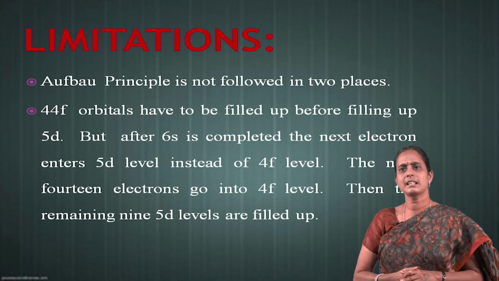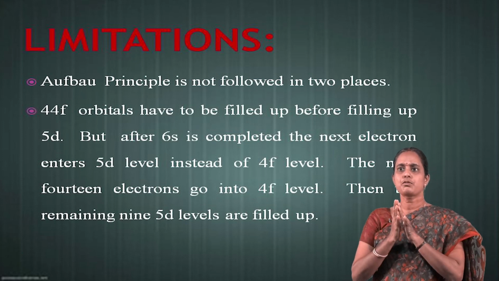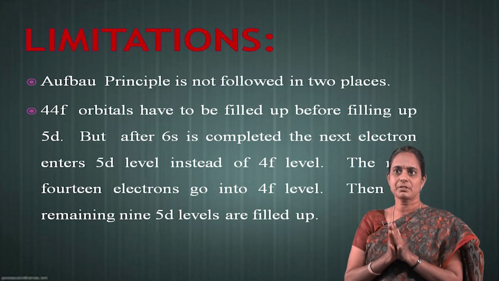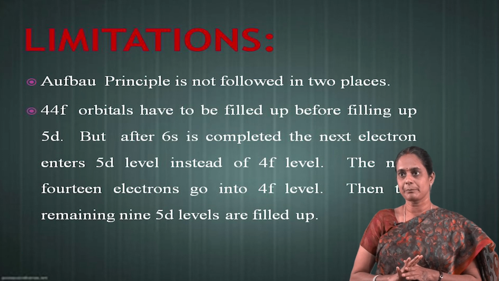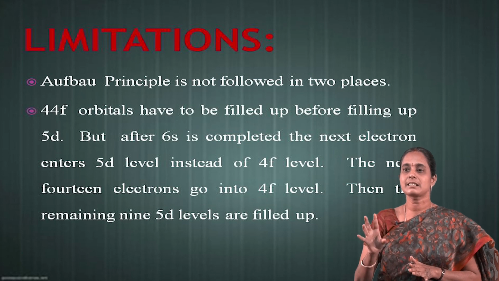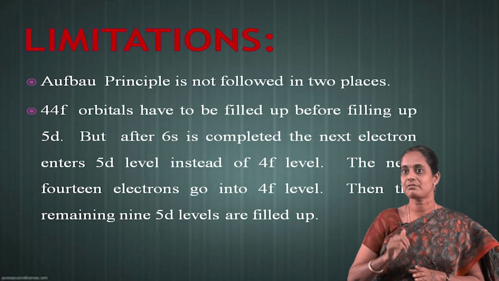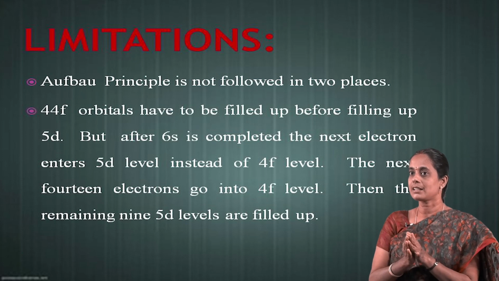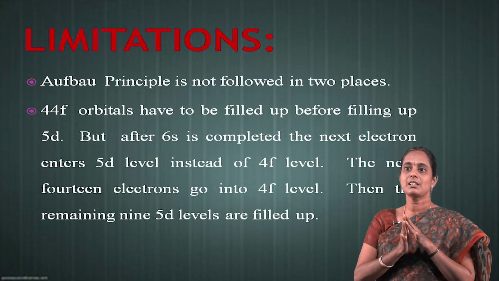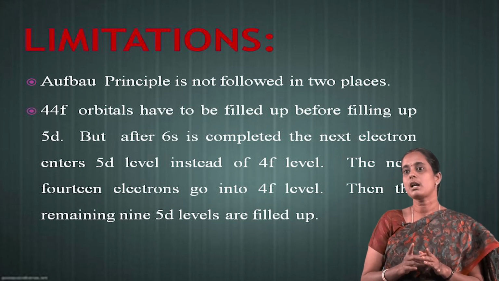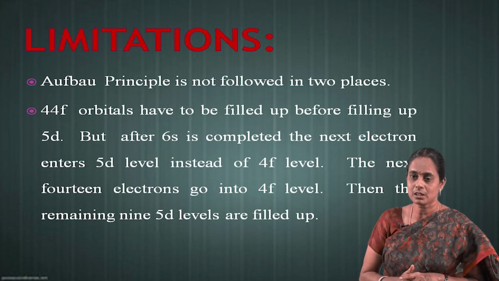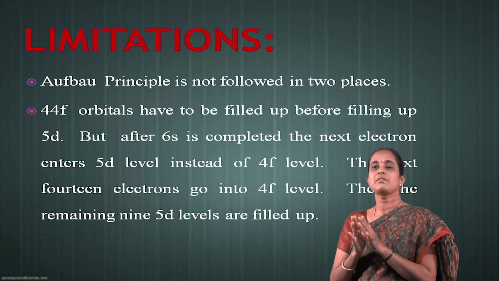The limitation of this Aufbau principle is that it is not followed in two places. That is, 4f orbitals have to be filled up before filling up 5d. But after 6s is completed, the next electron enters the 5d level instead of the 4f level. The next 14 electrons go into the 4f level. Then the remaining 9 5d levels are filled up. Similarly, one or more electrons enter the 6d subshell before an electron occupies the 5f subshell.